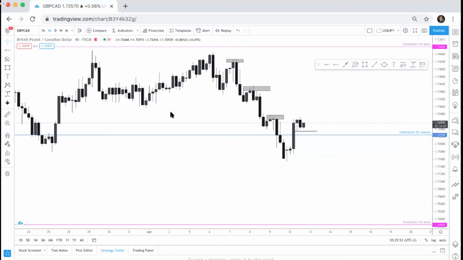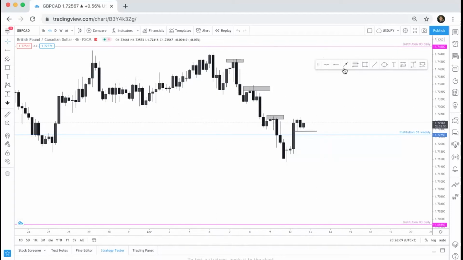We're busy with the pre-market analysis for the week ahead, and I'll be doing two pairs with you guys. The first pair is GBP/CAD, and then we'll move over to EUR/GBP. So as you can see, I'm on the 4-hour chart on GBP/CAD.